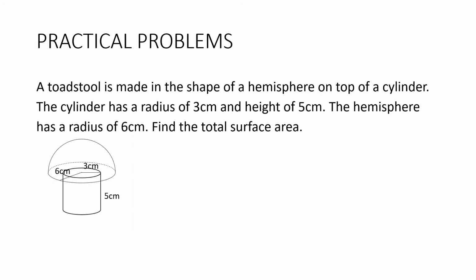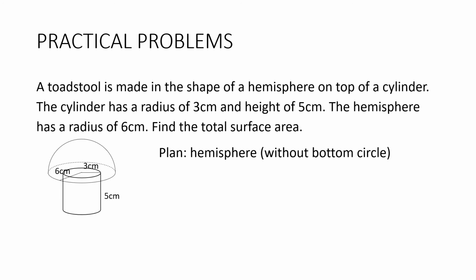Here's another one. A toadstool is made in the shape of a hemisphere on top of a cylinder. The cylinder has a radius of 3 centimetres and a height of 5 centimetres. The hemisphere has a radius of 6 centimetres. Find the total surface area. Alright, let's think about a plan.